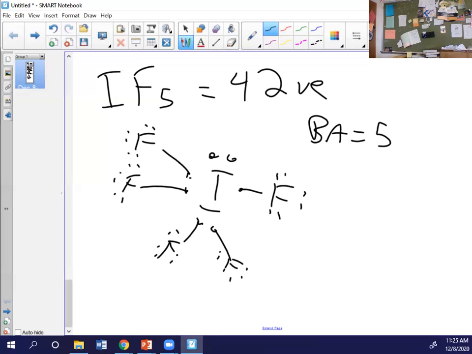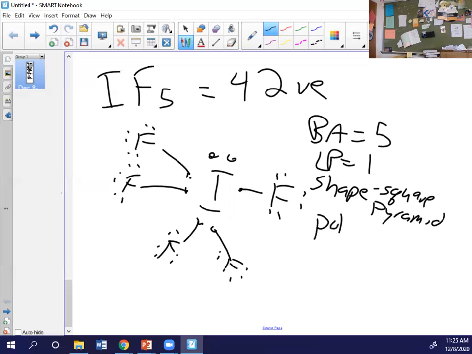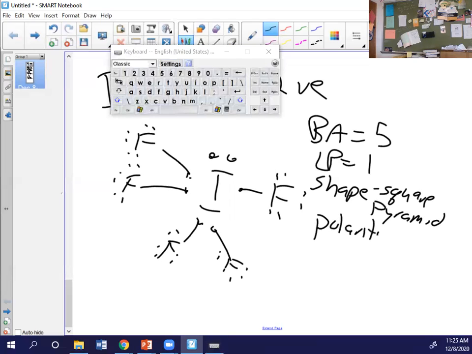Okay. Lone pairs. How many do I have? 1. Shape. Square pyramid. The last thing I'm going to have is polarity, but I'm going to wait until I get finished to figure out my polarity. So I'm going to go find 5, 1. I'm going to draw it exactly how it is.